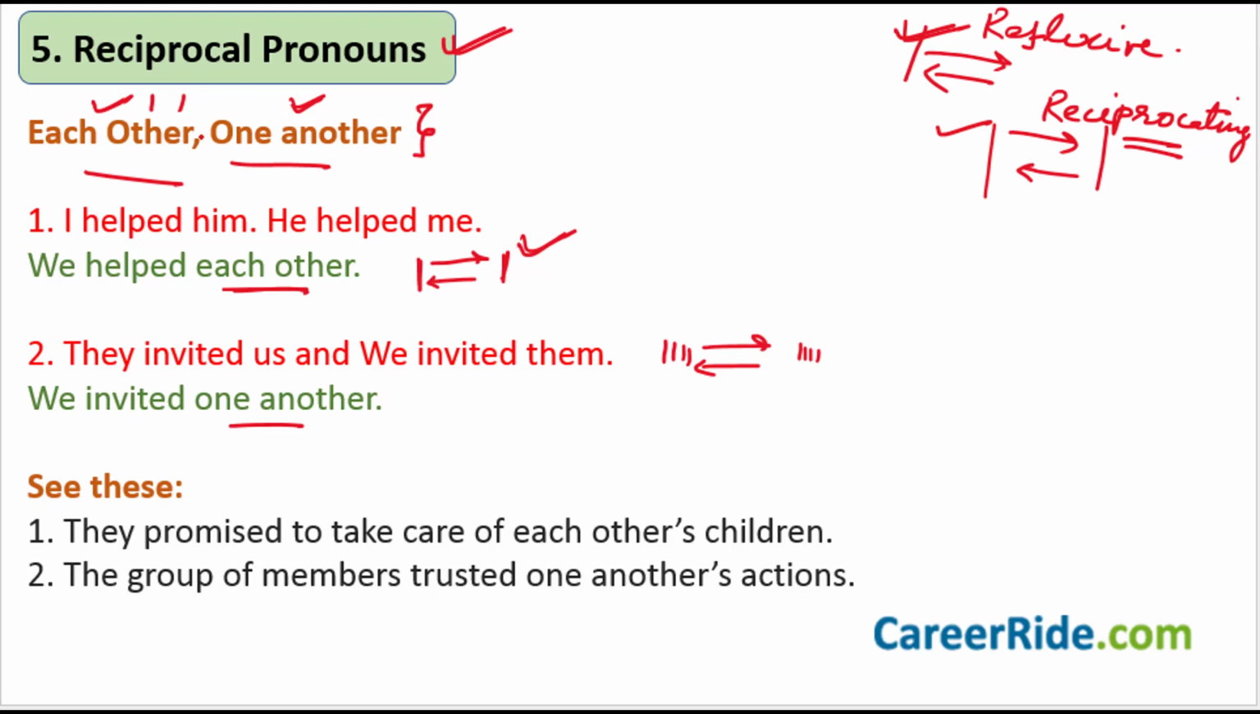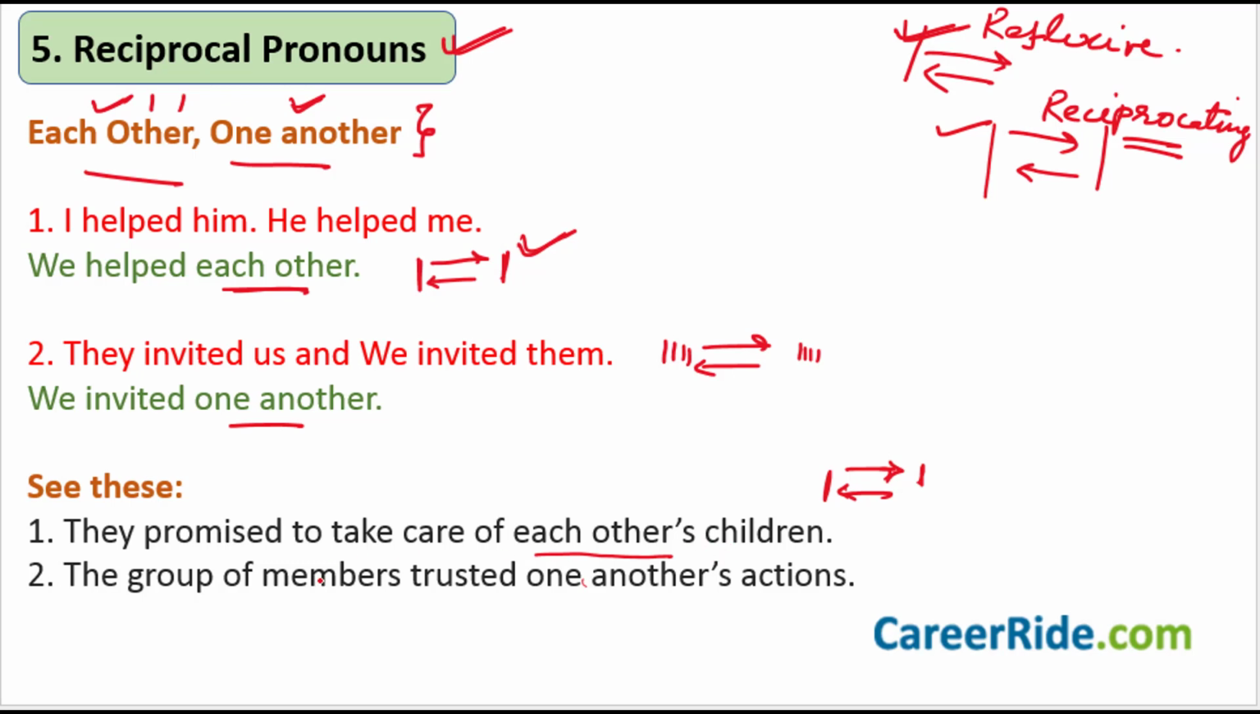Now both these reciprocal pronouns, each other and one another, they have got their possessive forms also. And the possessive form is each other's, one another's. Okay. See these sentences. They promised to take care of each other's children, right? So this person and this person, they promised to take care of each other's children because the children belong to them, right?